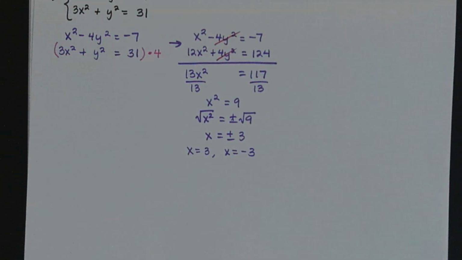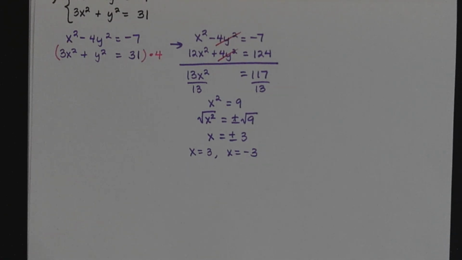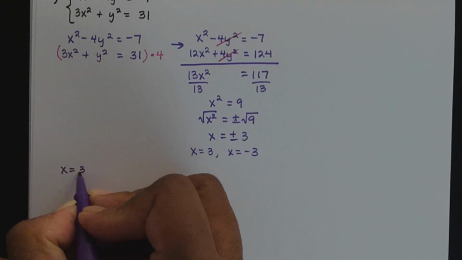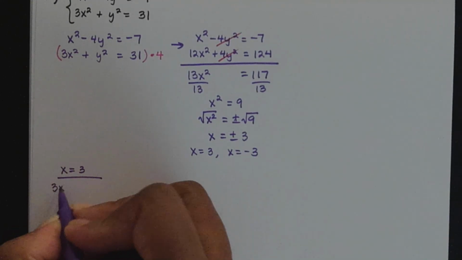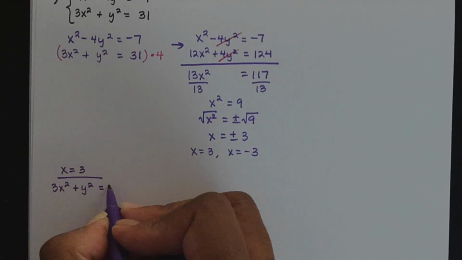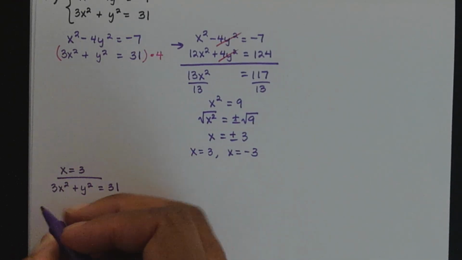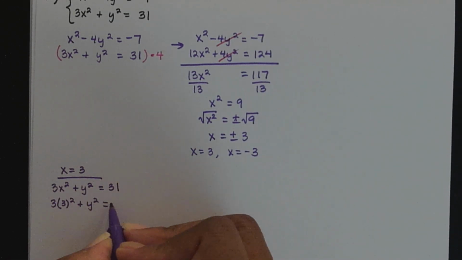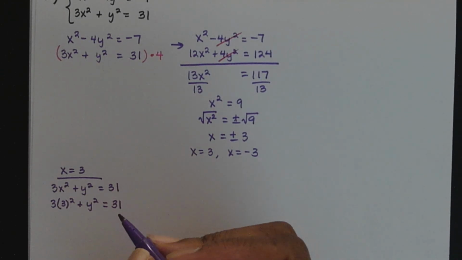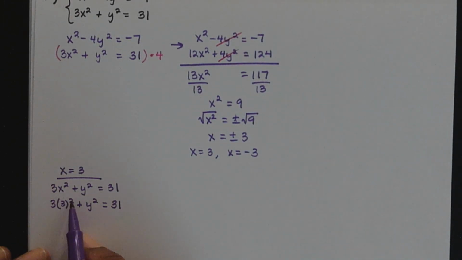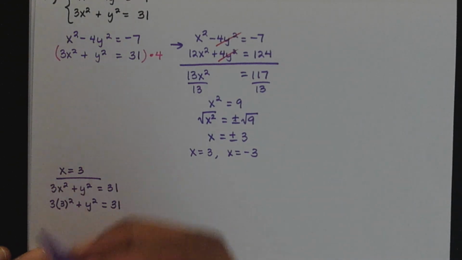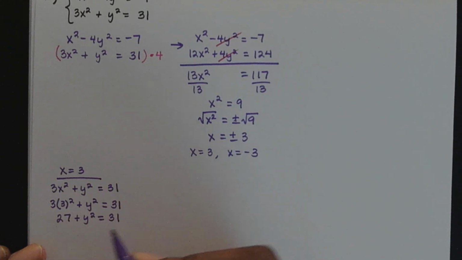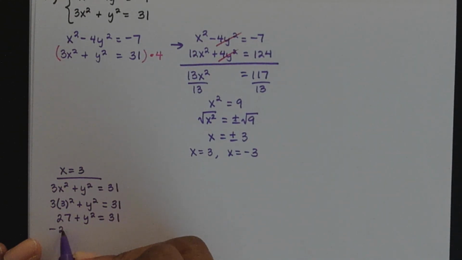Okay. Let's see here. If I use equation number 2, and I'm talking about the original equation that I started off with, and I'll start off with x equals 3. That second equation I'm going to be using is 3x squared plus y squared is equal to 31. And replace the x with 3, so it'll be 3 times 3 squared plus y squared is equal to 31. 3 squared is 9. 9 times that 3 is 27. Plus y squared is equal to 31. Now what do I need to do to get y squared by itself? Subtract 27.